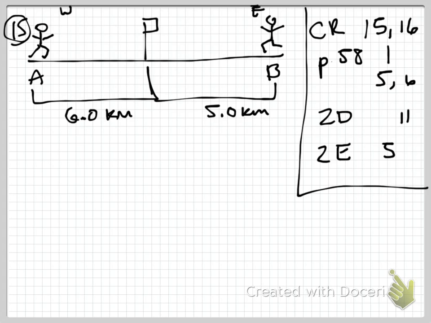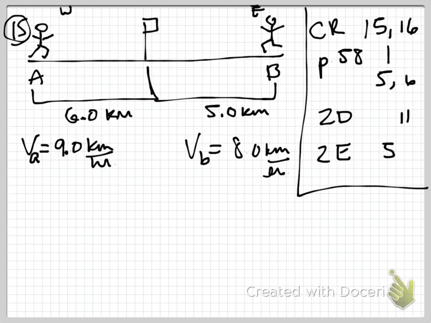Runner A has a velocity, and it's constant. They're a machine, apparently. So the velocity of runner A is 9.0 kilometers per hour. The velocity of runner B is 8 kilometers per hour. So what we want to know is when will they cross paths? Where will they cross paths? Will they cross paths here, or right? Will they meet at the flagpole? That's what we want to know.